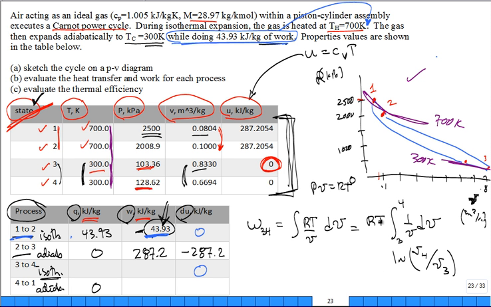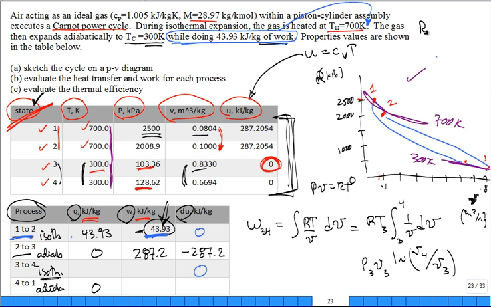This RT, you could put P3V3 right there, right? You could replace the RT by P3V3. Or you could just leave RT, put RT3 there. It doesn't matter. A bunch of them will work. It's constant.